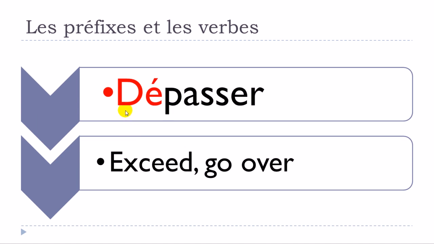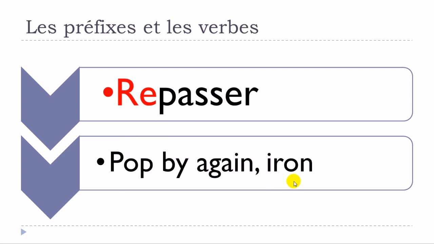So the first thing, if we add this dé, okay, we will get the verb dépasser, and here you have the meaning in English. Okay, well, then we could add this re in front of passer, so we get this repasser, and then here is the meaning in English.